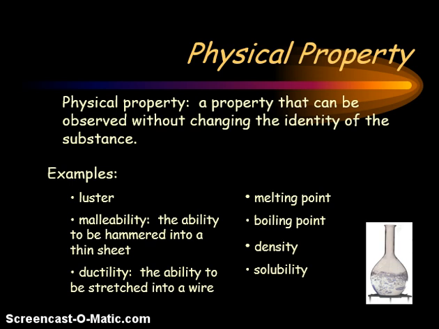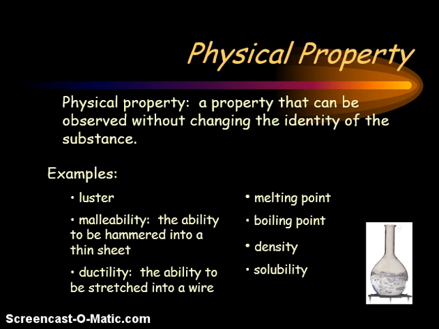Malleability, if it can be flattened out into a thin sheet. An example of that would be like aluminum foil. Okay, aluminum has been flattened out, so it's malleable. Ductility is another one, the ability to be stretched into a wire, like copper. Copper has ductility. The melting point, the boiling point, density, and solubility. Those are examples of physical properties, along with color, smell, all of those things, kind of like our qualitative observations. Those would be physical properties.